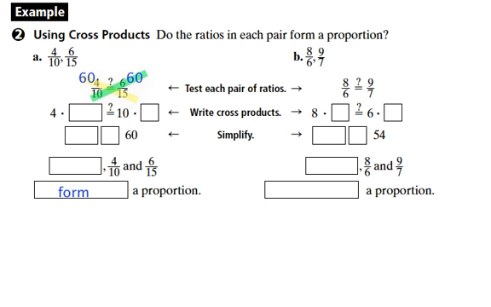Let's look at B. 7 times 8 is 56. 6 times 9 is 54. 56 and 54 are not equal, so 8/6 and 9/7 do not form a proportion.